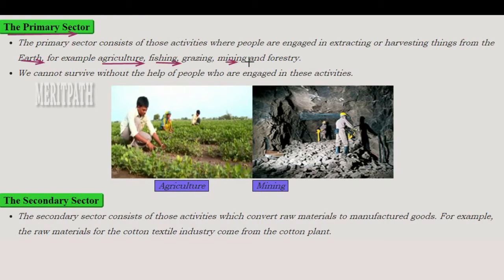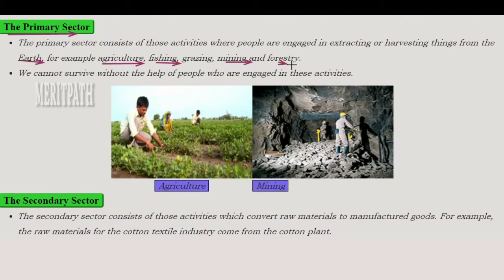Then next comes mining. Mining means coal. Coal is extracted from the surface of the earth. Not only coal, there are other minerals also, iron ore, granite. All these are extracted from the earth by digging the earth, and then we sell this coal, iron ore, granite in the market, and people make a living by selling these metals, minerals, etc.